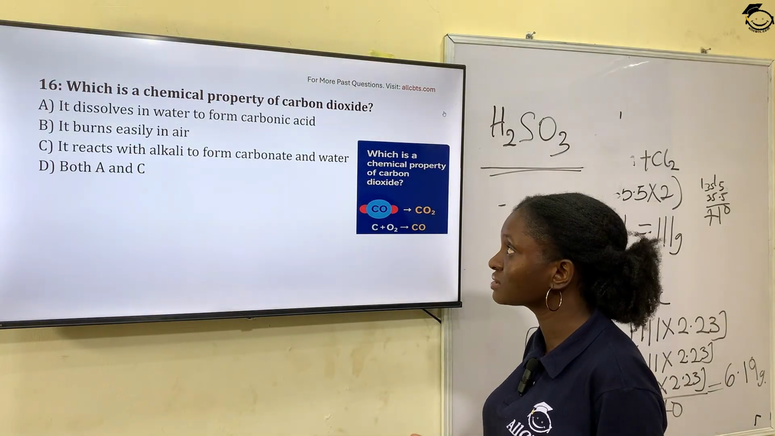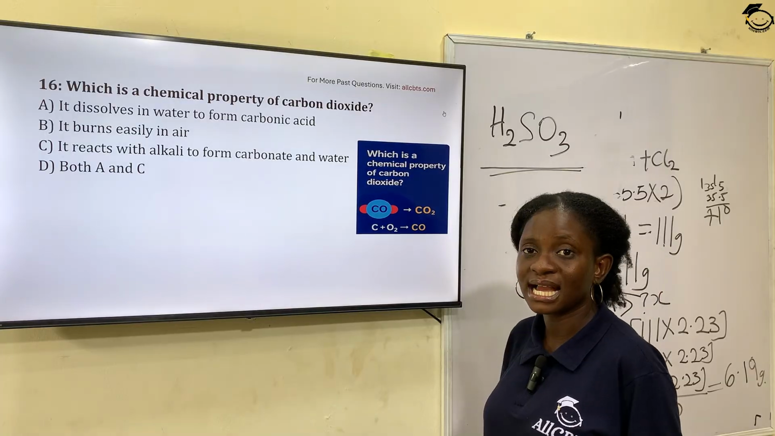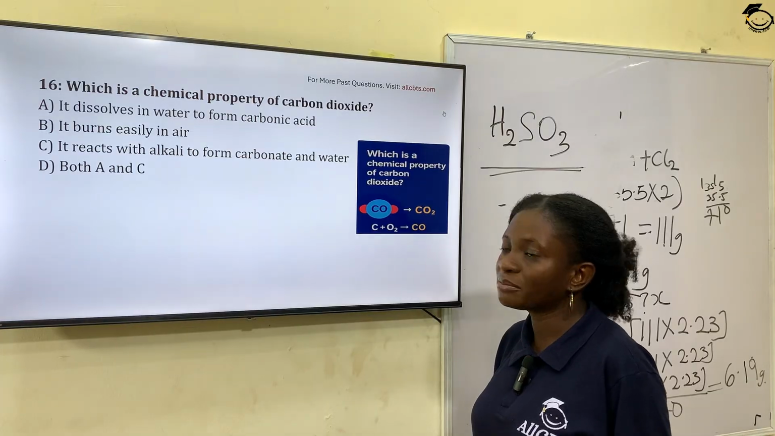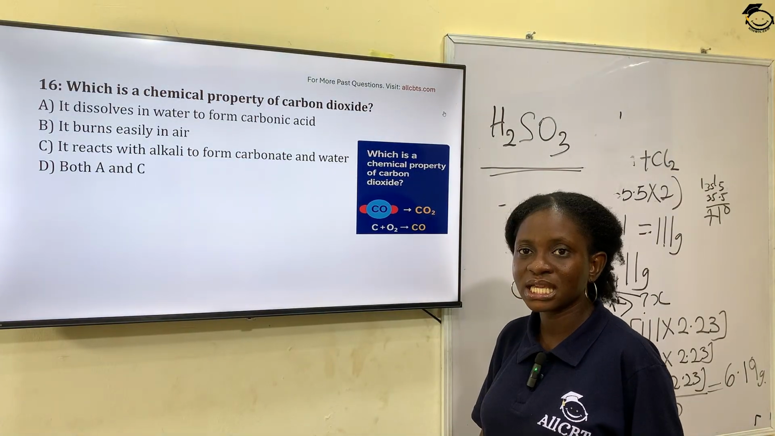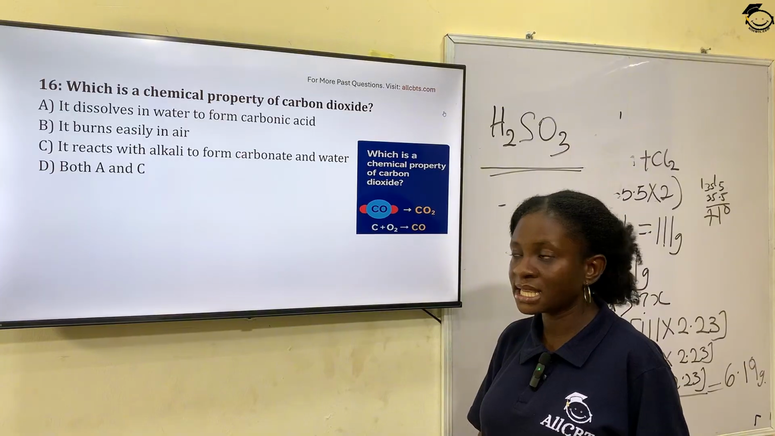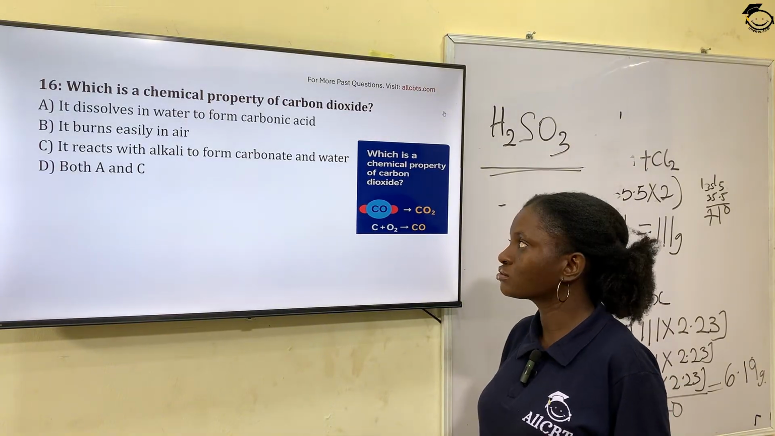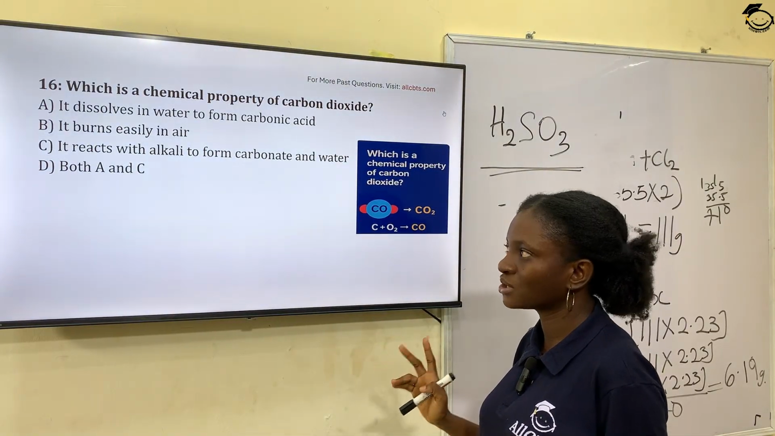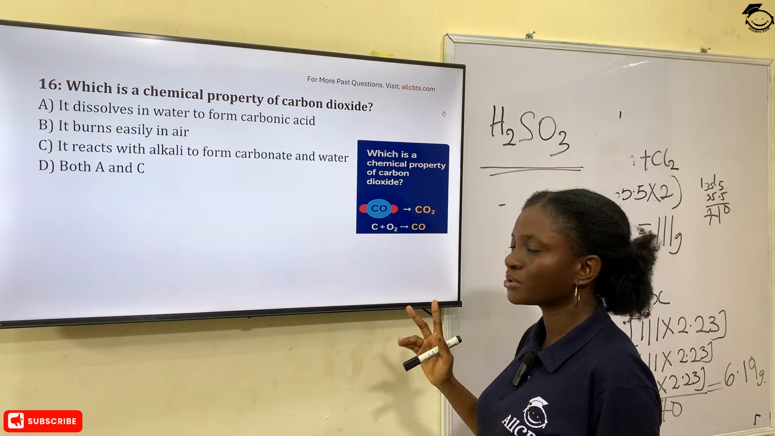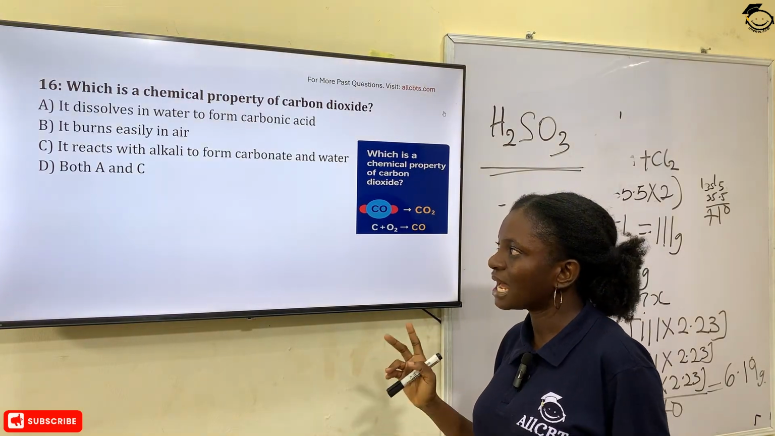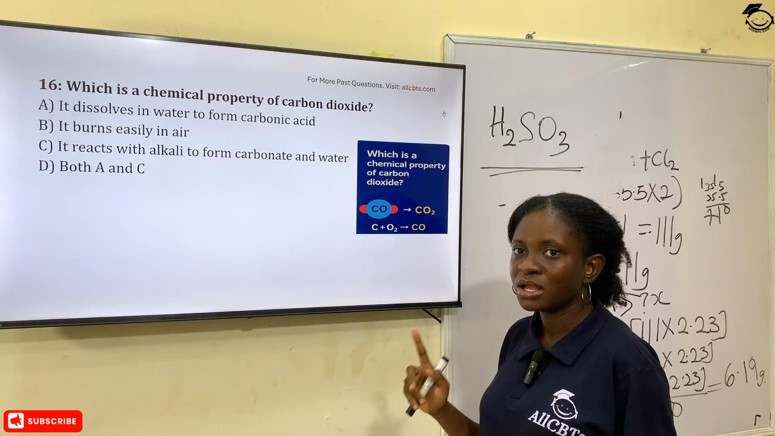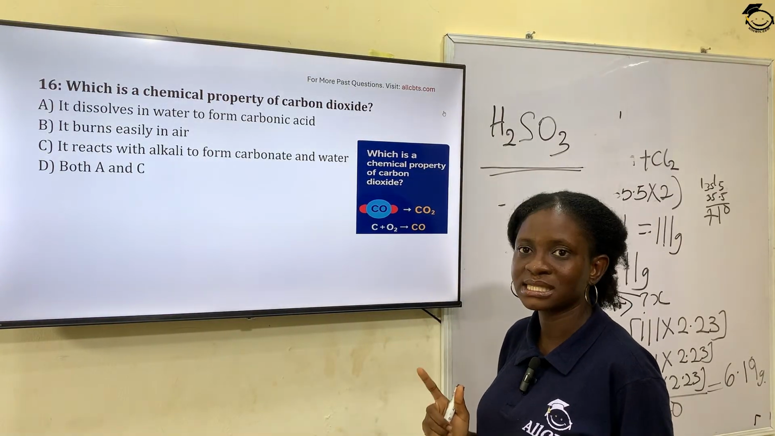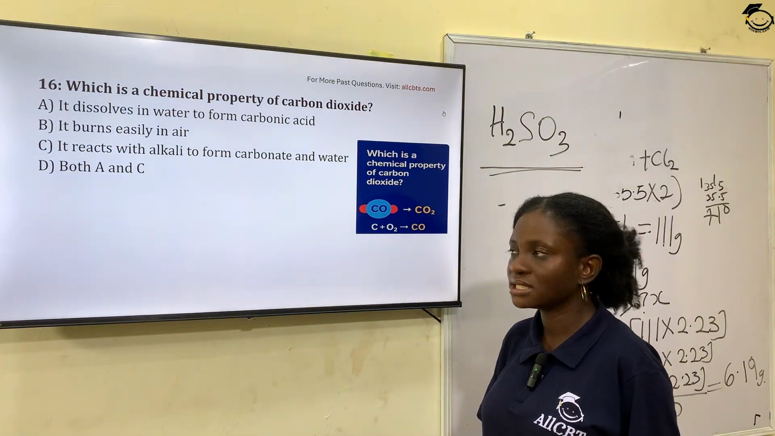Option A, it dissolves in water to form carbonic acid. That means a product is being formed. Let's note that. Option B, it burns easily in air. Option C, it reacts with alkali to form carbonate and water. So in option A and option C, products are formed. That makes both A and C correct options. So the answer is D. Both A and C are correct. Option D is the correct answer.